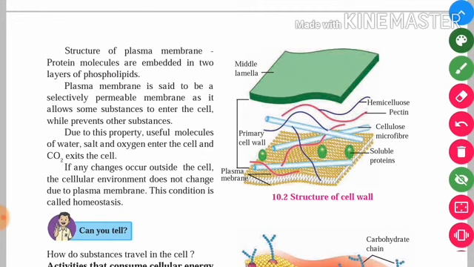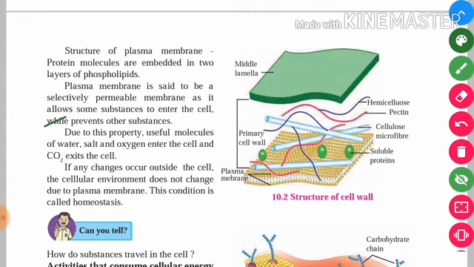Okay, आता phospholipids आहे. Plasma membrane is said to be a selectively permeable membrane as it allows some substances to enter the cell while it prevents other substances. आता सिलेक्टिव्हली परमेबल मेम्ब्रेन्स म्हणजे काय, तर काही पदार्थांना तो आत जाऊ देतो, परमेबल आहे, आणि काही पदार्थांना तो आत जाऊ देत नाही.